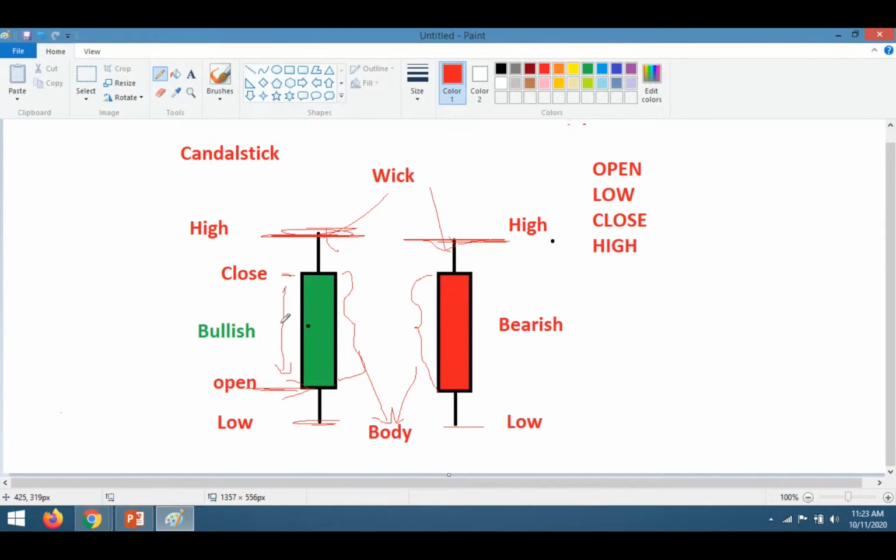So, green candle means what? Market going up. Open at a lower price and closing at a higher price means the market is going up. That's why its color is green.